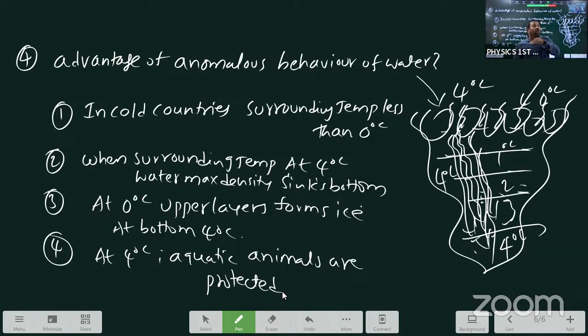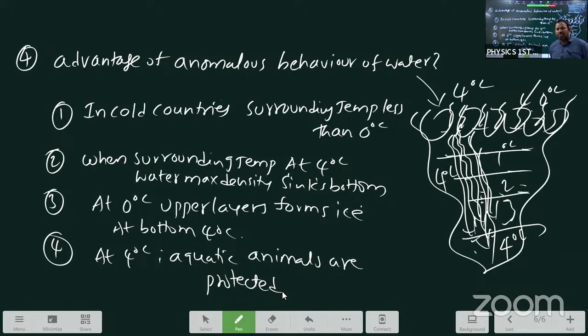The 4 points can be written without a diagram. If you draw the diagram, fine; if you don't, not an issue. The diagram is only for understanding. This is a very simple concept, just 4 lines. In cold countries, the temperature goes below 0, that is point 1.